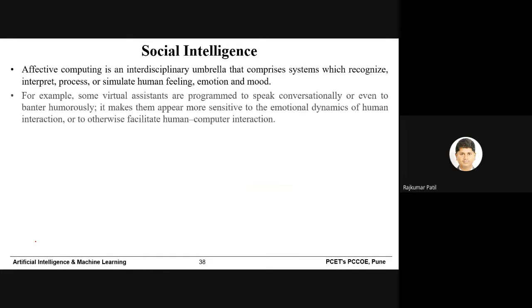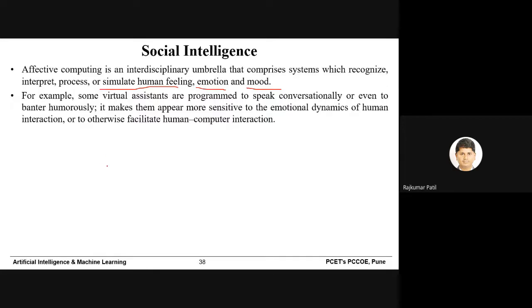Again, we are talking about social intelligence as well. So in one of the classes, we discussed that when we talk about futuristic artificial intelligence, we are talking about processing or simulating human feelings, emotions, and mood. So that comes under social intelligence.